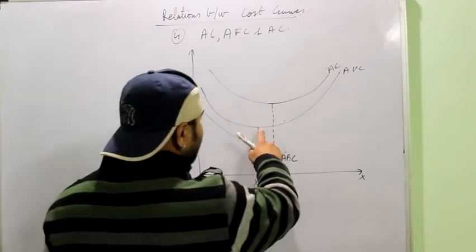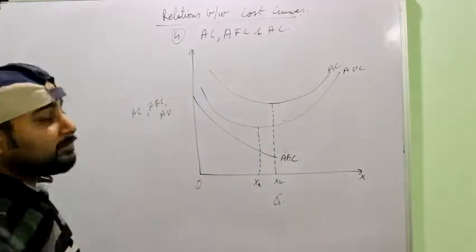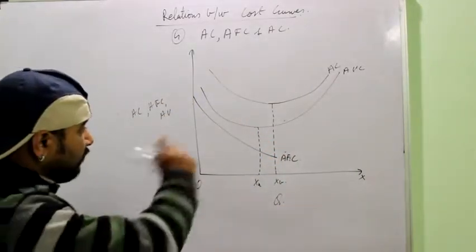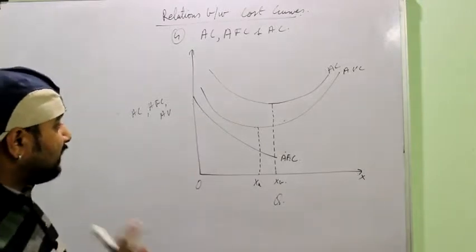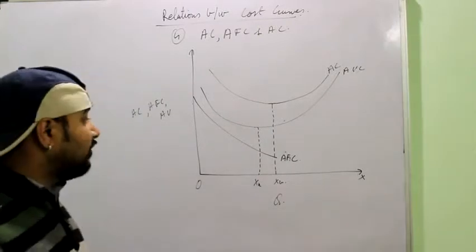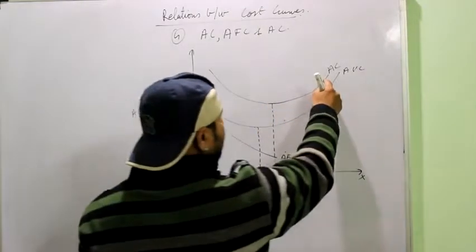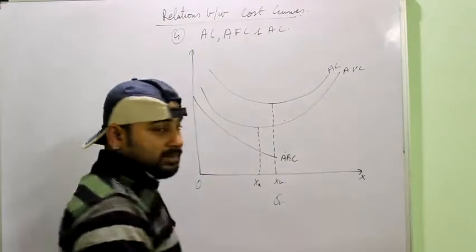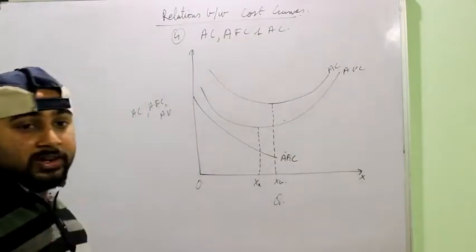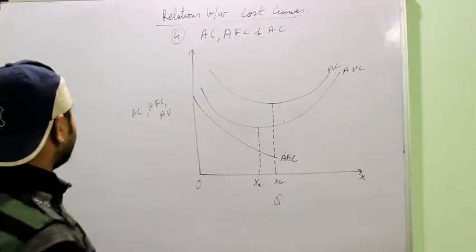Then the minimum point of ABC will always be before the minimum point of AC, right? This we have to study in detail, why this is happening. But these are the certain points which need to be taken care of when you are drawing the diagram. And also the gap between AC and ABC should go on diminishing as more and more output is produced. So now in detail we will study it.